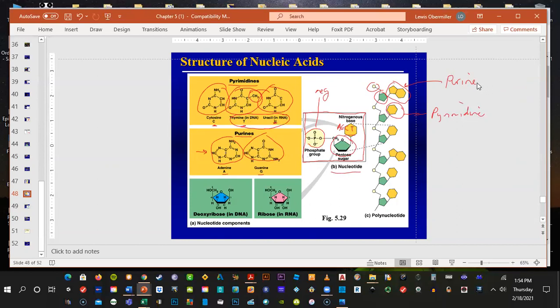And then I might ask you, what's a purine? Purines are A's and G's. Pyrimidines are C's and T's and U's. This is only in RNA. This is only in DNA. So that's what you need to take away from this.